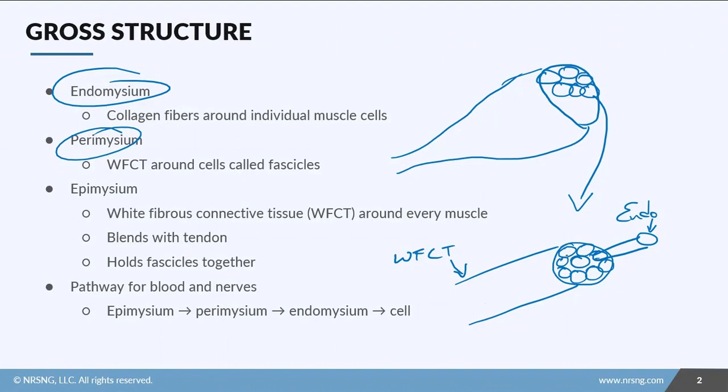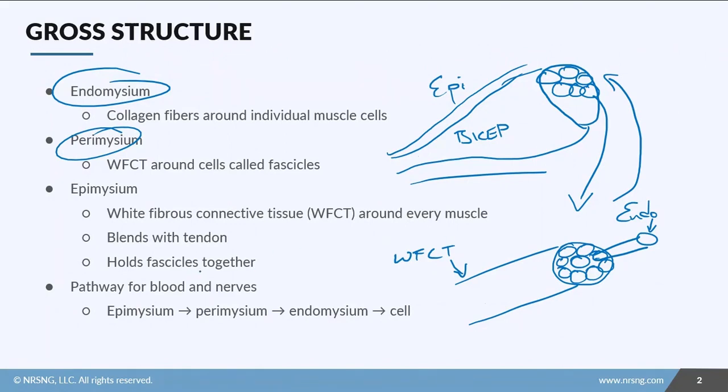And then as you see your fascicles go back up in here, you have the epimysium. So let's say this is the bicep. Then you have the white covering around the entire muscle, which is called the epimysium. Epi means towards the outside or towards the surface, and it blends with the tendon. It holds the fascicles together, together with white fibrous connective tissue.